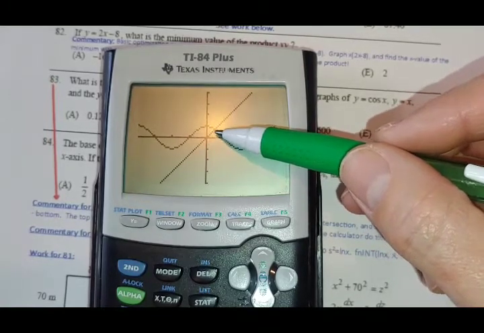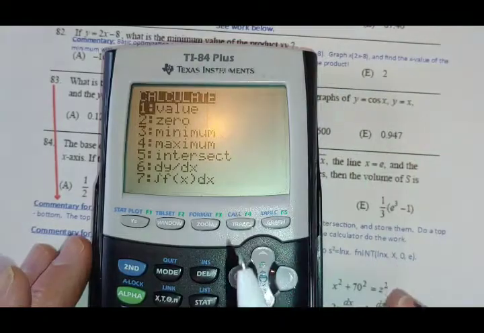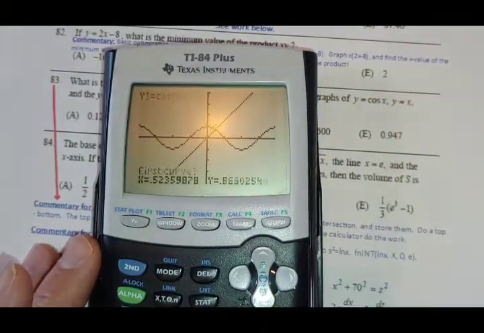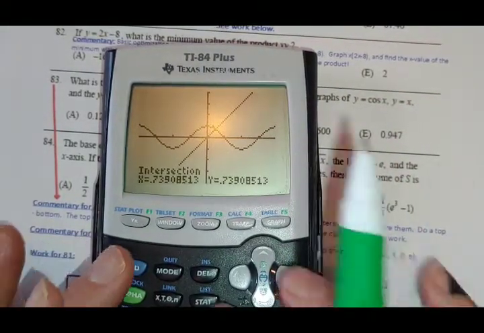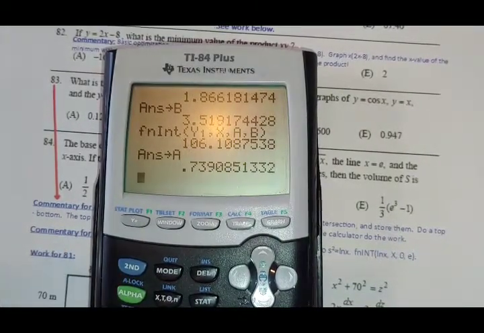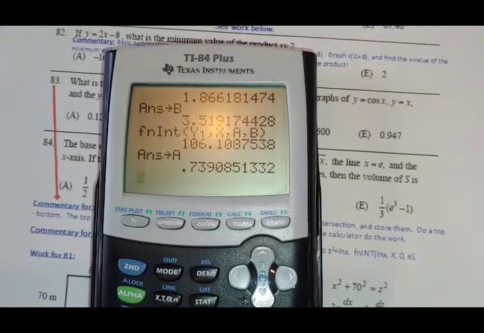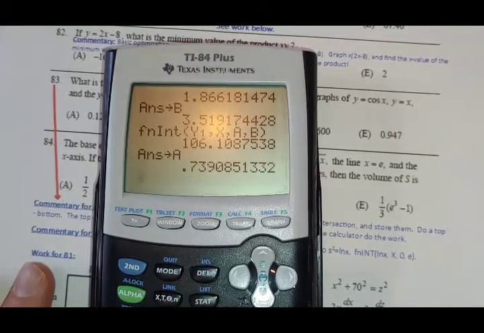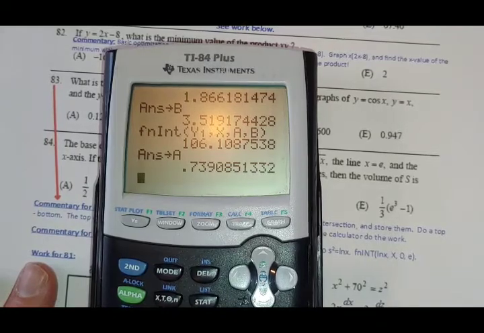And then we're going to need to find this point of intersection, second calc 5. And the expectation is that you would store that. And the directions for storing, if you don't remember how to do that, are in your resource packet. Everything you would ever want to do on your calculator, you can find out how to do in your resource packet. And then I'm going to do top minus bottom.